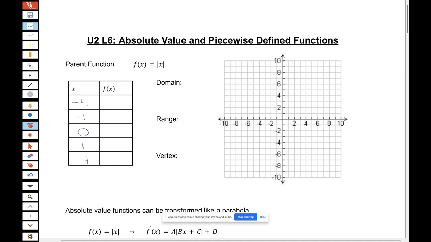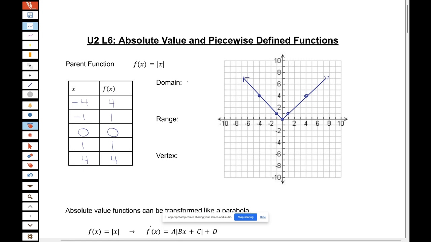I just randomly chose some numbers. The absolute value means distance from 0. So the absolute value of -4 is 4, of -1 is 1, of 0 is 0, of 1 is 1, and of 4 is 4. Let's plot this: (-4, 4), (-1, 1), (0, 0), (1, 1), and (4, 4). When we graph this, it makes a rather sharp V shape. I always joke that the V in absolute value stands for the shape it makes.